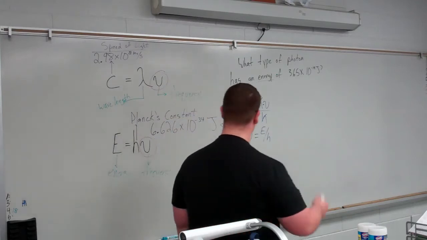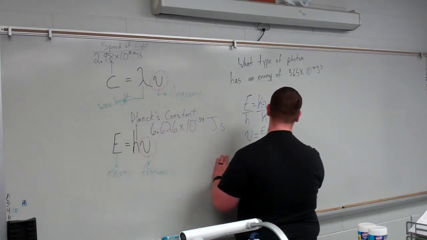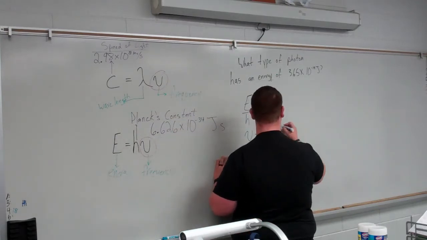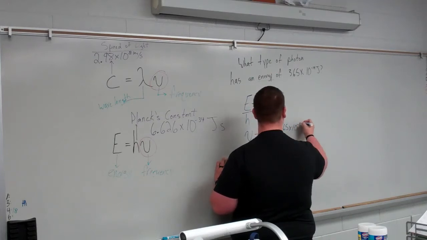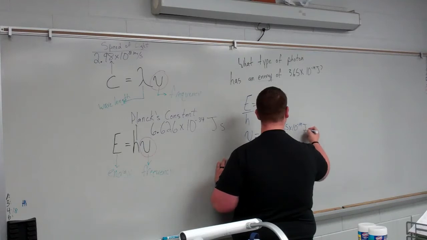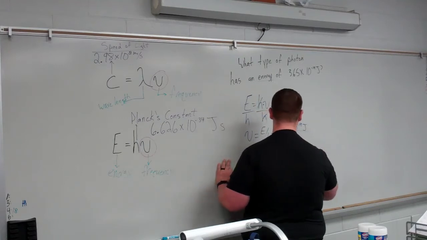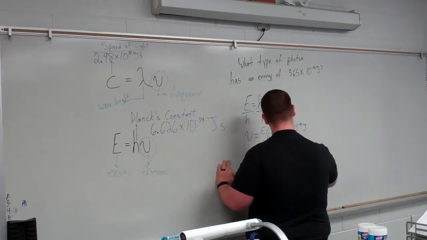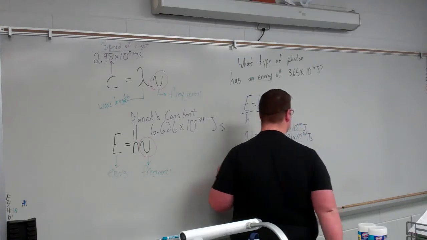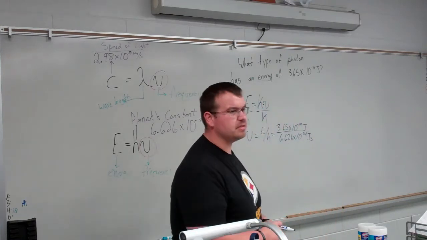We're a little tired today. Okay, so equals, now fill in. 3.65 times 10 to the negative 19 joules divided by Planck's constant, 6.626 times 10 to the negative 34 joule seconds. This is where the units come into play.